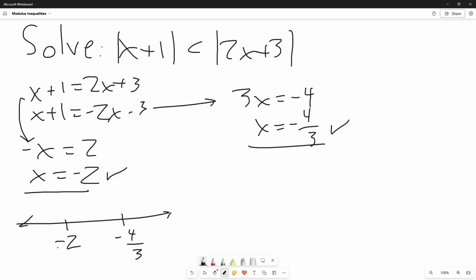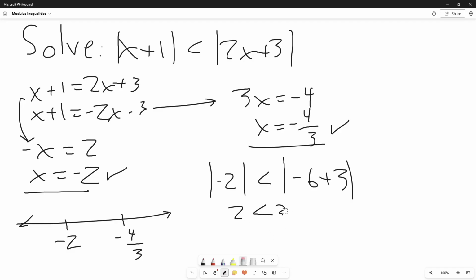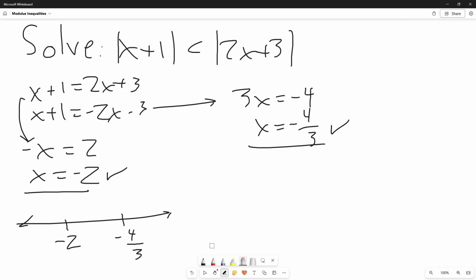So let's try negative 3 for this region. So negative 3 plugging into the original inequality is absolute value of negative 2 less than absolute value of negative 6 plus 3. And this becomes 2 is less than 3, which works. So yes, this region works.